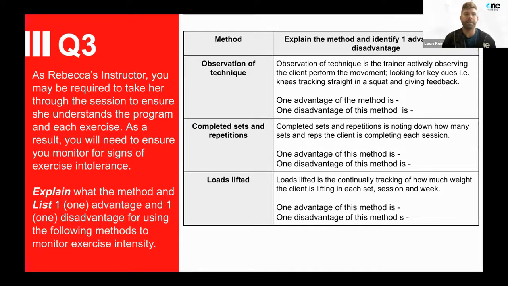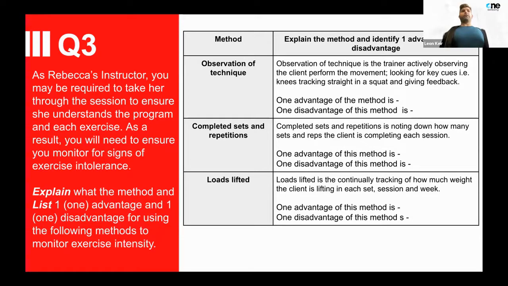The disadvantage, again, is very similar to observation. If the client knows they've got to do 12 reps, but they only get 8 reps out, they feel like they've failed. That's why that would be the disadvantage again. We don't want to set our clients up for failure. We don't want them to have a bad experience. So monitoring our clients' intensity by whether they've completed their reps and sets could give them that negative experience.